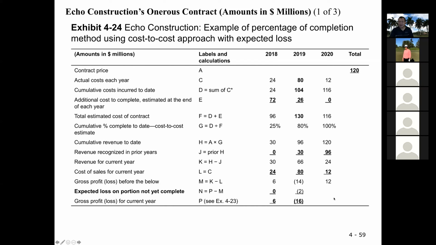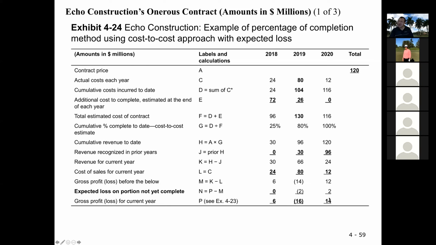This entry, this expected loss, has to be reversed because there's no loss in 2020. So you're going to add the $2 million back. So you recognize a $14 million gross profit. So in total, 6 plus negative 16 plus 14, you have a $4 million profit.